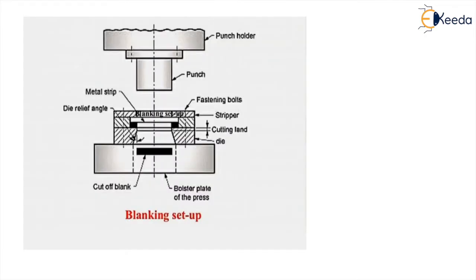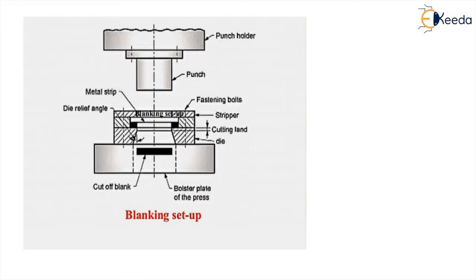Understood? See here, this is a blanking setup. This is the punch holder. This is the bolster plate, which is actually based on the bed. On that we have this die block. This is the actual die, and the die is held in the die block. So we can see here, this is the punch and this is the die. This is the die, this is the punch. And this is the stripper plate.